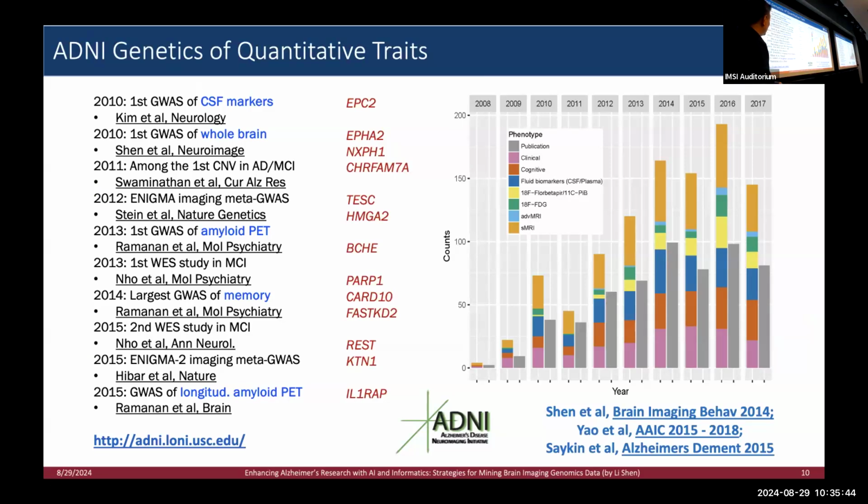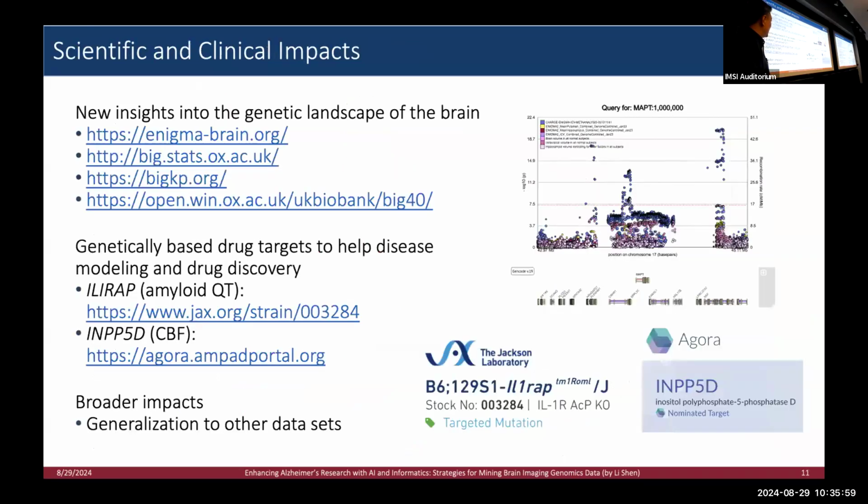So we also look at other phenotypes, the quantitative traits, CSF biomarkers, amyloid measurement. A lot of genes are identified that are missed by the traditional case-control gene study. So there is a lot of impact.